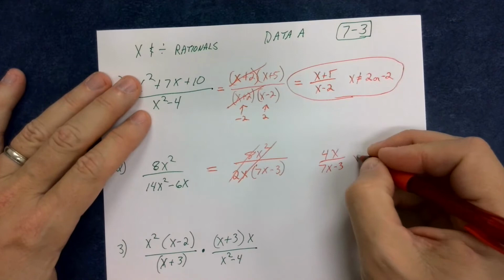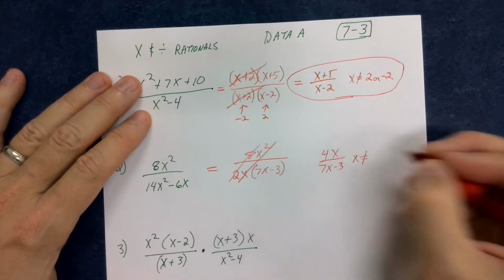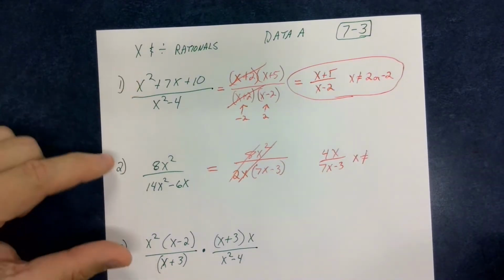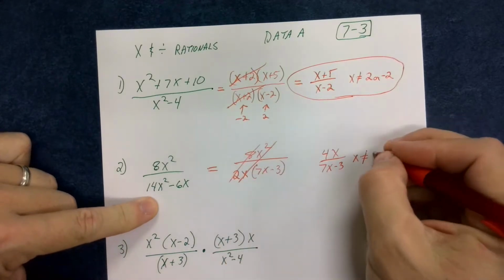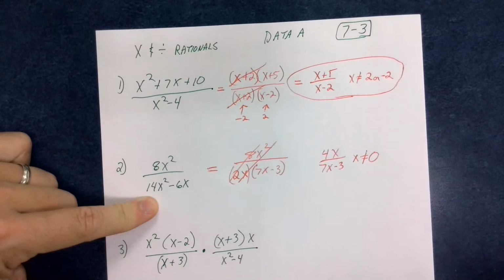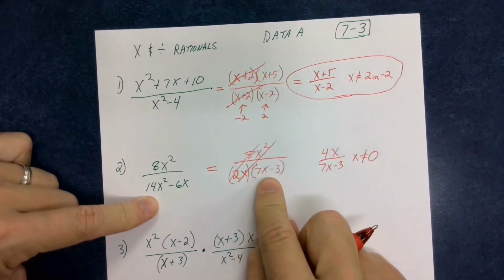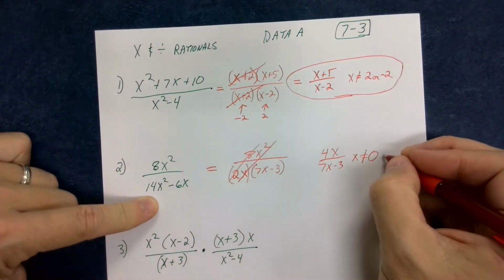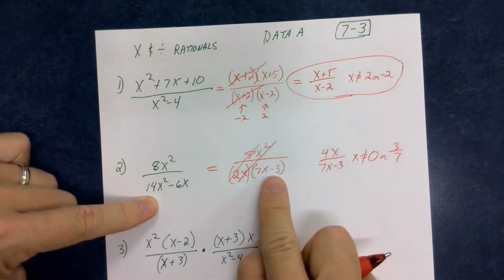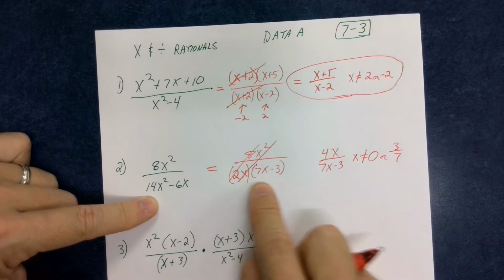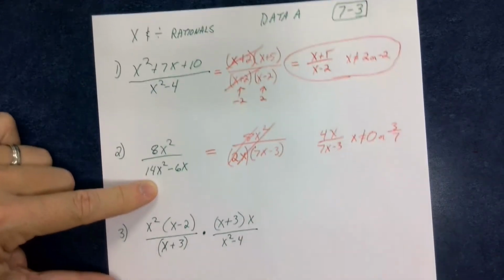Now, again, what is not allowed, or what's not part of the domain of this original function? We know right here, when we factored it out, x can't equal 0. That's from that term. And x can't equal 3/7. So the opposite of this number over whatever that number is. So those are two things that it can't equal there.